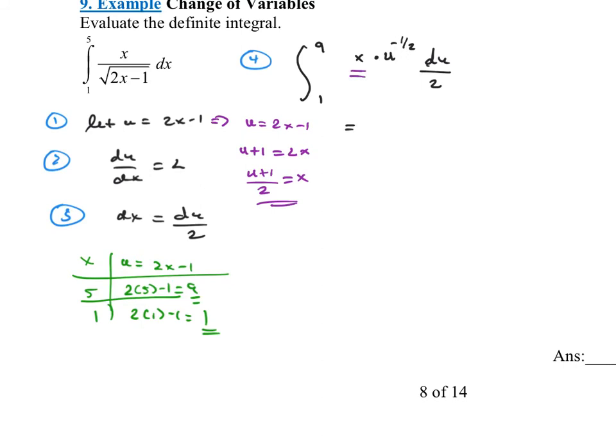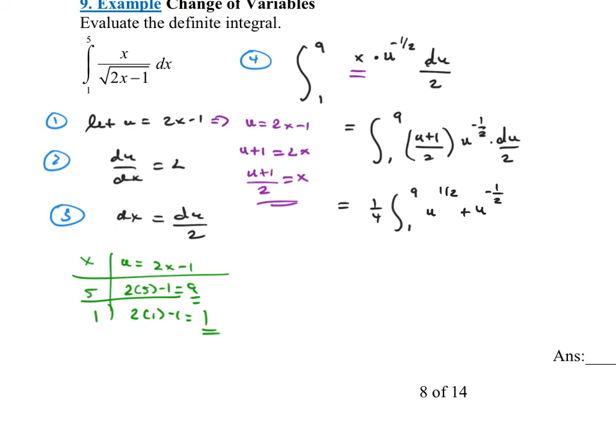So this is going to turn into the integral from 1 to 9 of, instead of x, I'd have u plus 1 all over 2. And then I still have the u to the negative 1/2. And then I have the du over 2. So when I do that, I need to pull out the constant multiple, which would be a 1/4. I have the integral from 1 to 9 of, well, let's do our multiplication. U times u to the negative 1/2. You add the exponents because it's multiplication, so that'd be u to the 1/2. And then 1 times u to the negative half would be plus u to the negative 1/2. And then all of this is du.